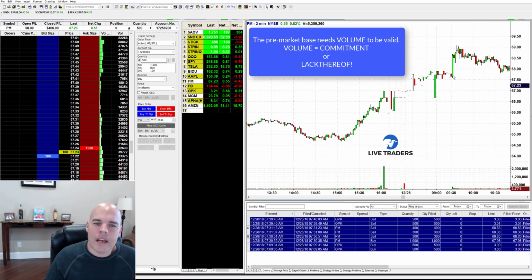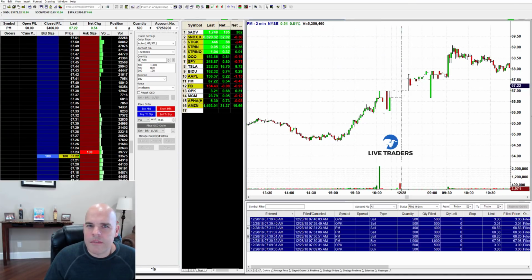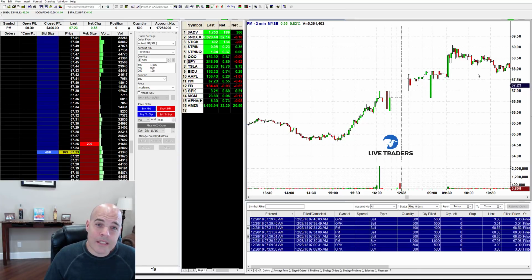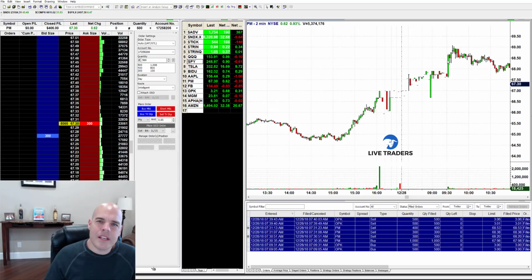But this is the key, guys. I wasn't going to take it in the middle of the base at 67.75. It had to break the high, 67.90. It had to break that area to take this stock. And once it broke that area, blast off. And you can see, in 2 minutes, the stock was already up 67 cents. All right, I was out in 1 minute.